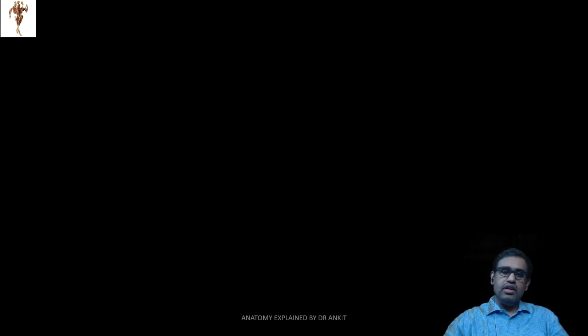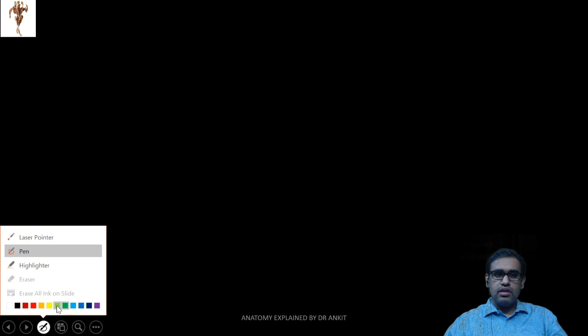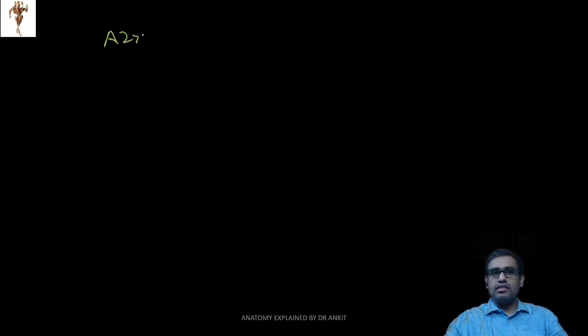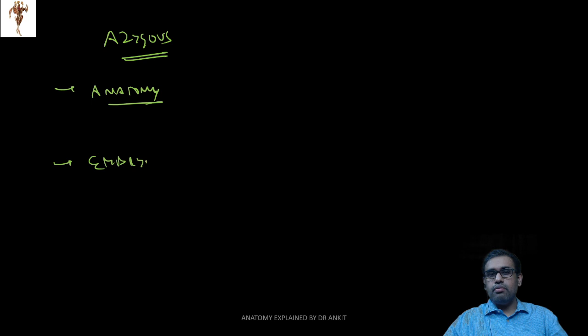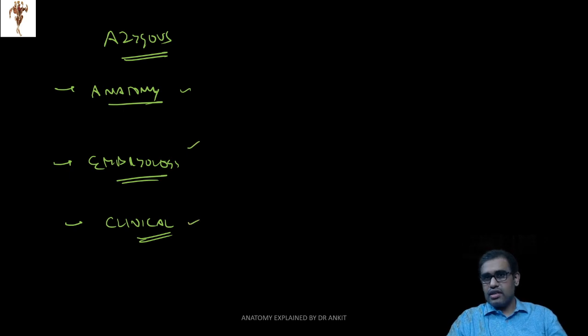So remember what we learned in the video today: the importance of the azygous system. Few things are very important about its basic anatomy. What are the various veins which it drains? The second thing is a little bit about its embryology, from where it is formed, and you should know about its clinical application. That is the basic idea of the azygous system, and that is all for the video. That is your azygous system.